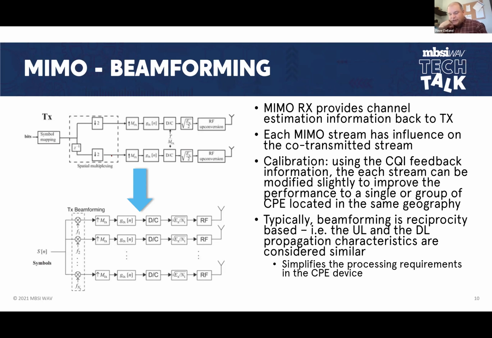So we have the calibration that comes back from, let's say, we transmit downstream. The CPE will then take and estimate the channel, go through all that process, and send the information back to the base station. So typically, one thing that, before we get to the next slide, I want to point out here is that typically beamforming is reciprocity based. What does that mean?